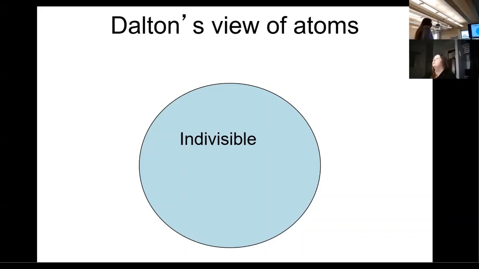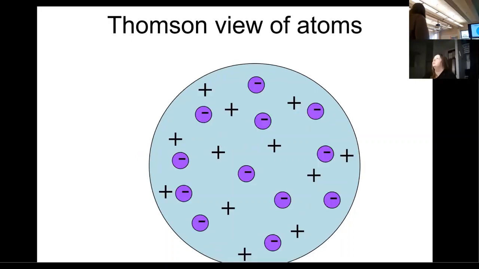What are its properties? But at the beginning of the term, we talked about Dalton's view of atoms. He thought they were indivisible. He didn't realize there were parts to them. Then Thomson came along and he said, well, I think there are these negatively charged particles. He thought of them as cathode rays originally. We now call them electrons.